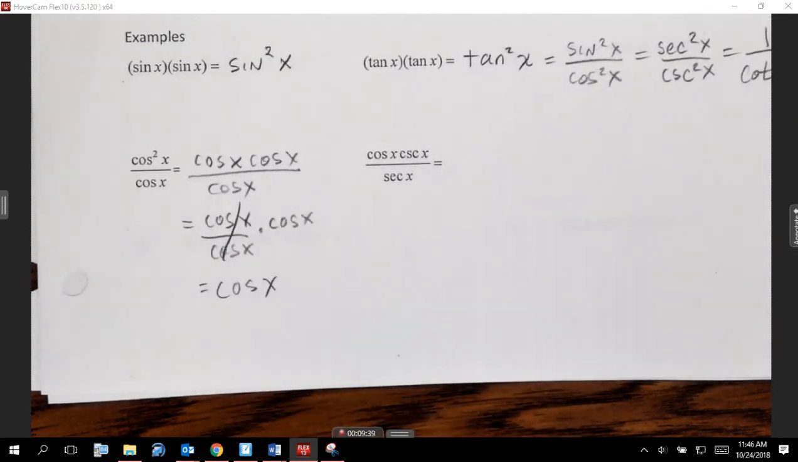All right, how about the next one? Cosine x, cosecant x divided by secant x. Jasmine? Cosine squared x. Okay, so you're going to have to tell me how you got there first. Okay, cosine x over, what, cosecant x.